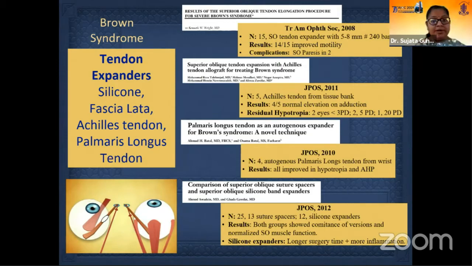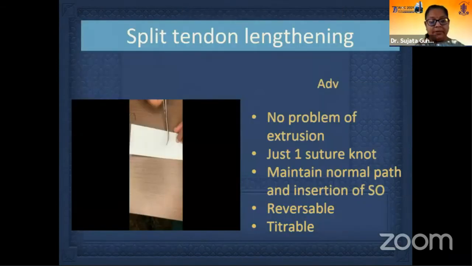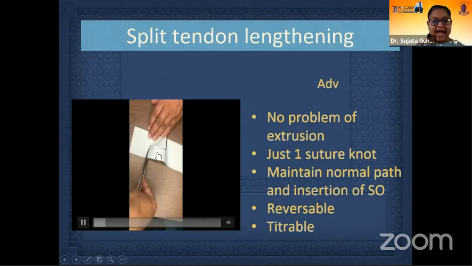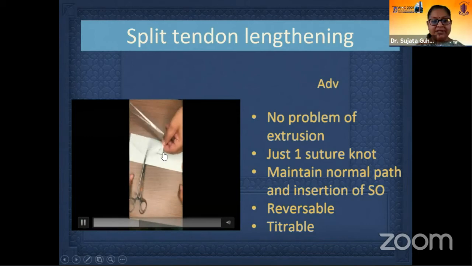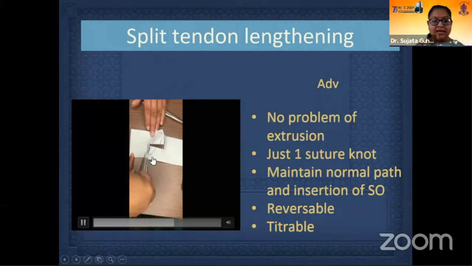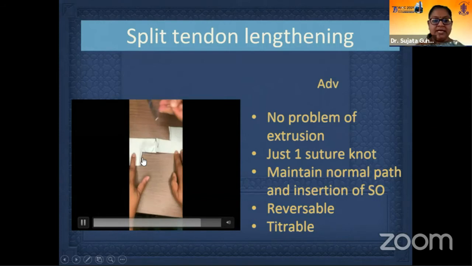So what is gaining popularity now is split tendon lengthening. It is nothing but splitting the tendon in a Z fashion. So here we put two clamps and split the superior oblique tendon in the middle. And then we suture and cut the one half, and we put the suture in the other half and cut the other end and tie the two sutures to form a Z.